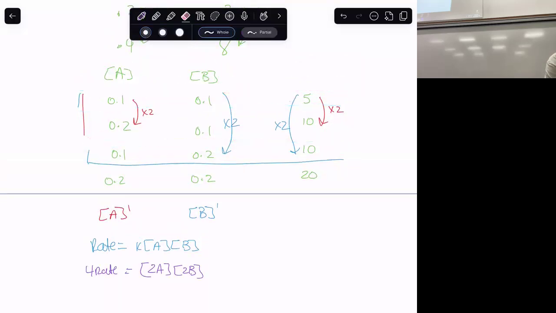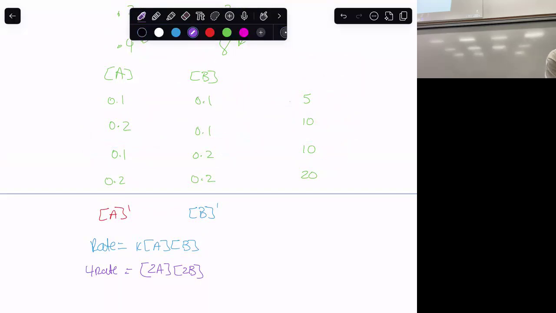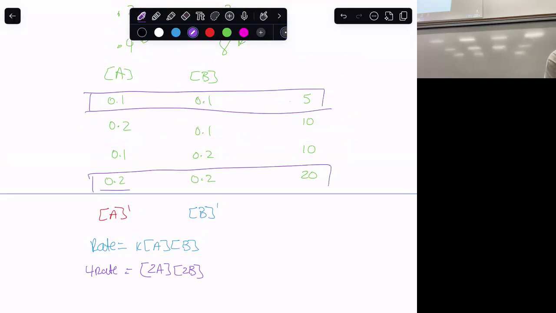Now let me erase some of this. Let's look at going from this one to this one. What did we do in A? We multiplied by 2. What did we do in B? We doubled it. What did we do to our rate? Multiplied by 4. What did we expect to happen? Multiplied by 4, right? So it still changes in the same magnitude. They're independent of each other. Whatever A does, it'll affect the rate the way it's supposed to. Whatever B does, it'll affect the rate the way it's supposed to.